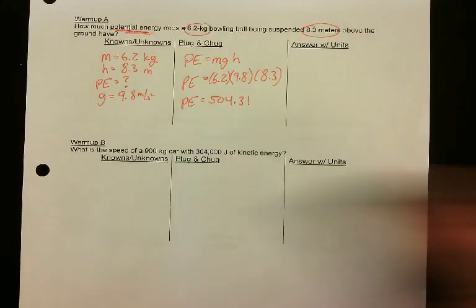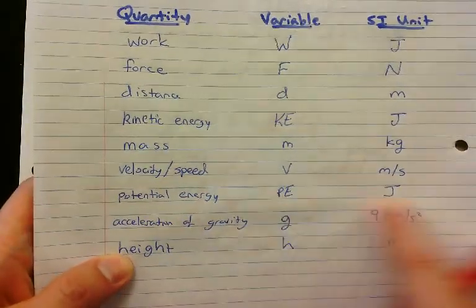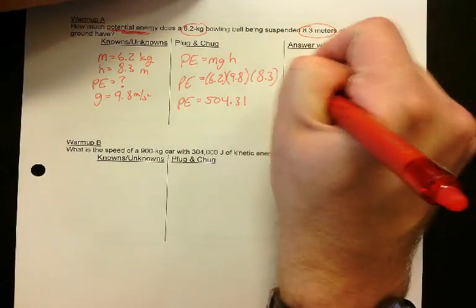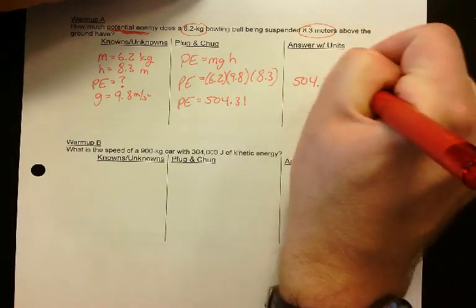All right, and then we've got to give our answer with units. So this is a potential energy. We could check: potential energy is measured in what unit? It's joules. So my answer here is 504.31 joules.